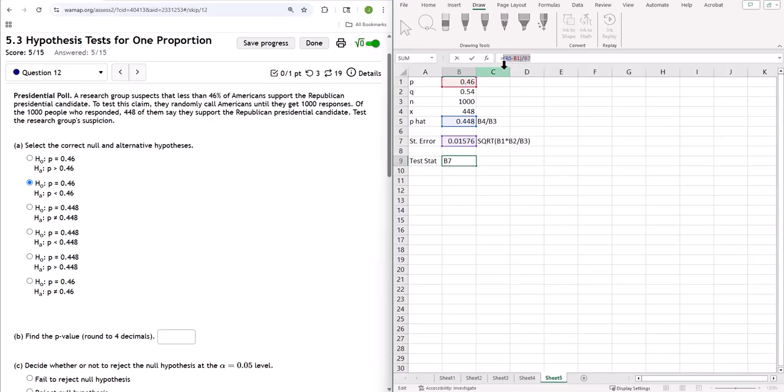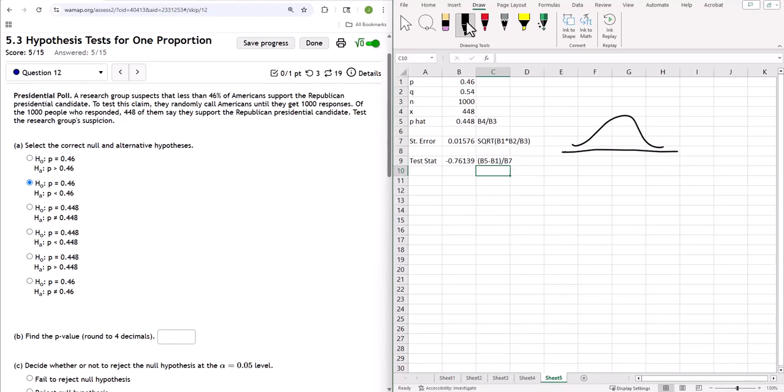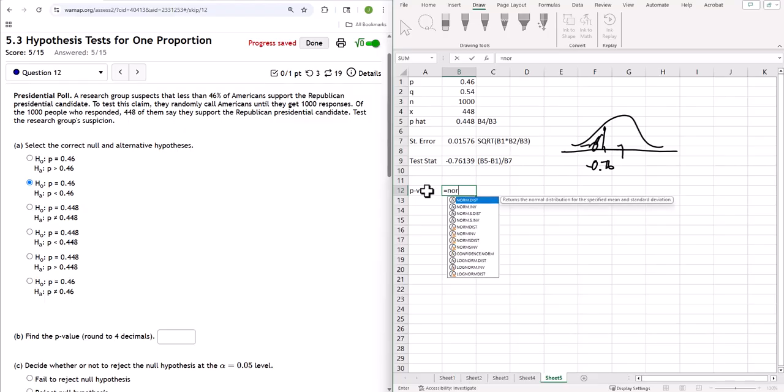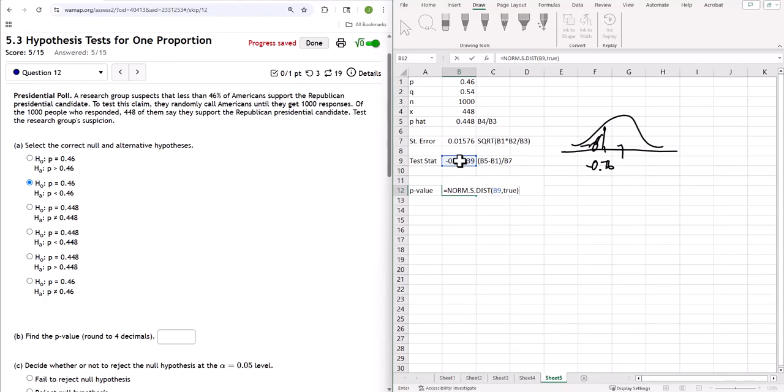And our sweet little image. We are left-tailed here, so here's 0, negative 0.76. Oops. So it's going to be something like this for our p-value. So since it is left, we can do a normal standard distribution, click on our test statistic, and hit true.